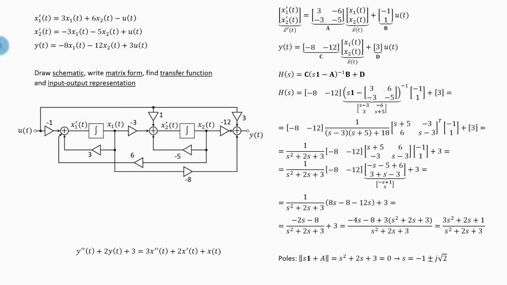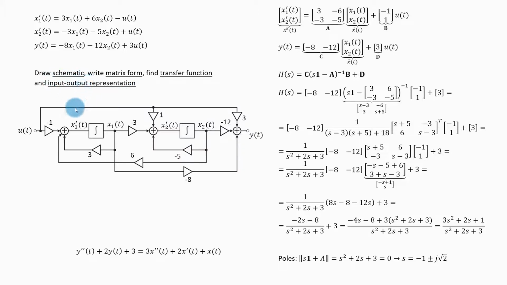On this slide, I have yet another state space representation. This time the output is function of both state variables and the input of the system. And I want to draw the schematic, write this state space representation in the matrix form, write the transfer function of this system, and find the input-output representation of this system. Let's start with the schematic.